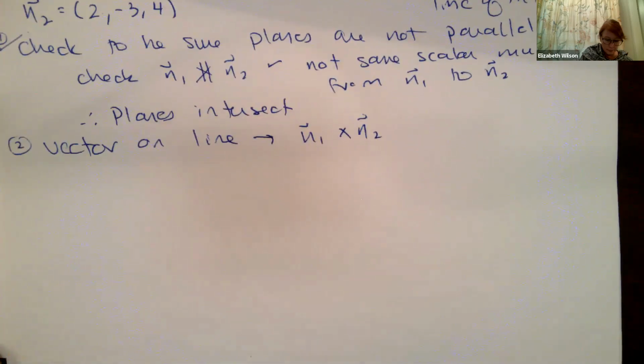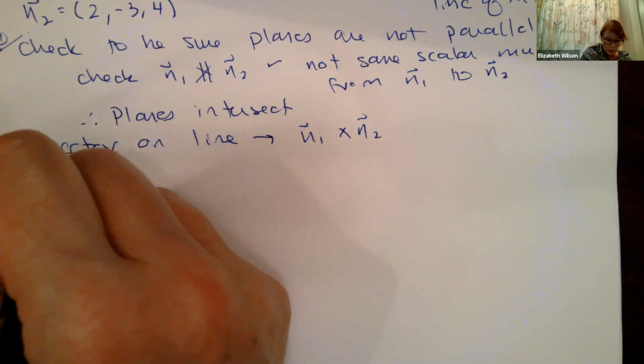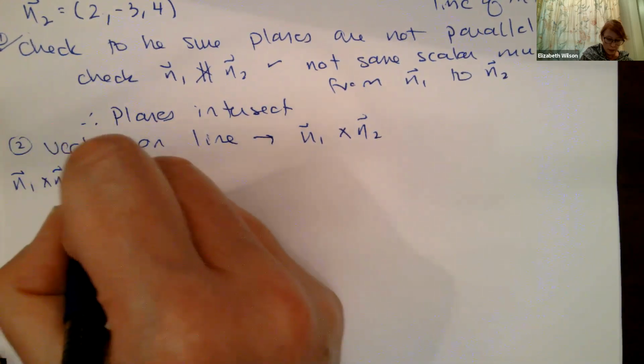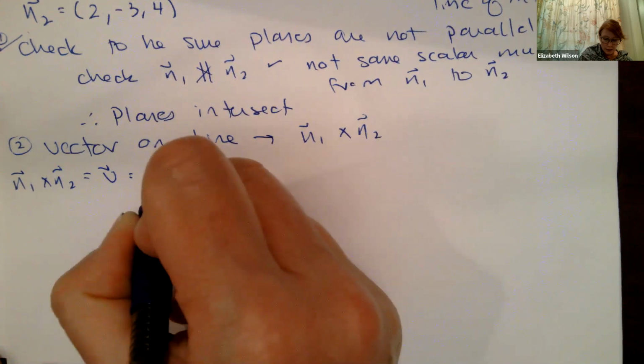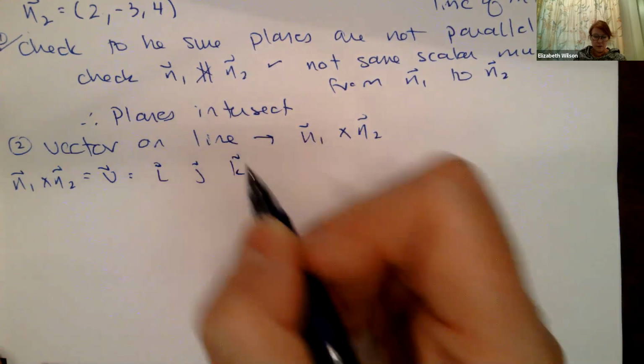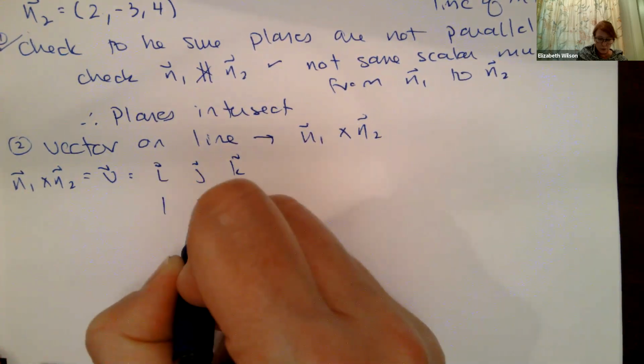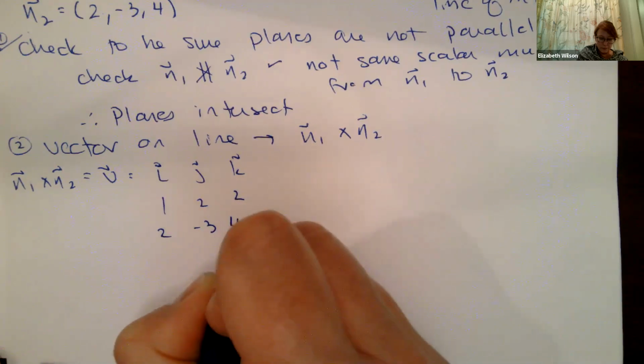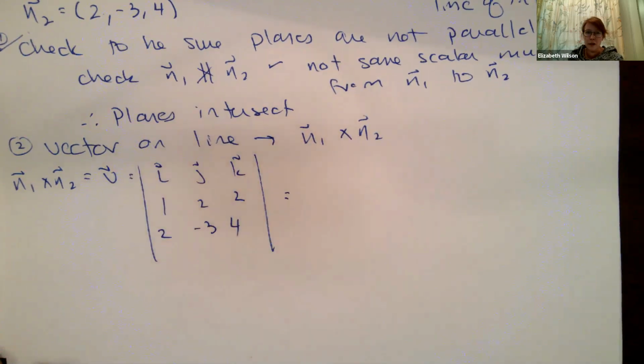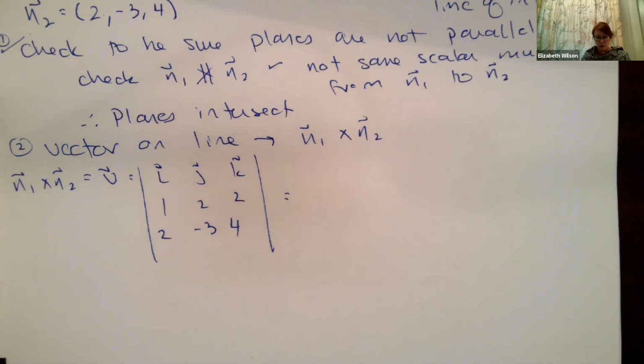So I'll set that up. n1 cross n2, and I'll call that b. So i, j, k are unit basis vectors. So n1 is 1, 2, 2, and n2 is 2, minus 3, 4. I'm going to do the cross product. You guys can do it too, and we'll compare our answers at the end.